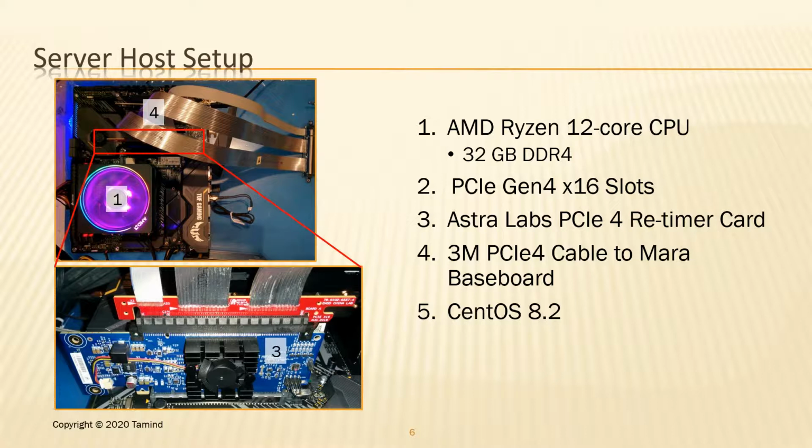We have a retimer card from Astera Labs. They are the market leader producing retimer cards. They are a startup, and they're doing really well. They've given us the retimer card, which we have put on the host server, and through the 3M cable we are connected to the baseboard. The host server is running CentOS 8.2. On the top is the processor, and then we have the retimer card. What you see on the bottom is the retimer card with the 3M cable going off of it. The retimer card plugs into the server PCIe x16 slot, and then it goes to the baseboard. It's an x16 Gen 4 retimer card, to be clear. If there are no other questions, we'll move on to the next slide.